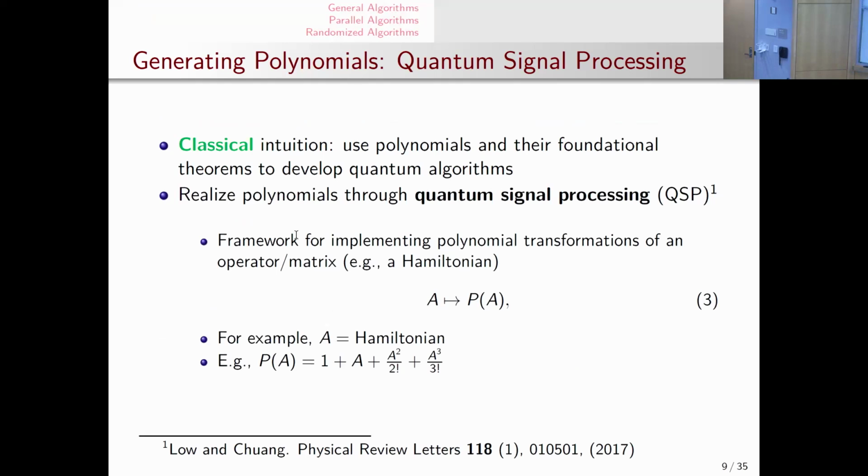And this I will denote by QSP. So it's this abbreviation up top. And in short, QSP is a framework for designing polynomial transformations of an operator. So by operator, you can think of this as like a large matrix or a Hamiltonian. And what QSP does is allows us to take this large matrix, I've denoted here by A, and map it to a polynomial transformation of that matrix. So for instance, like I have here, it could be a Hamiltonian, and we consider this polynomial here that kind of looks like an exponential function. But for a nearly arbitrary class of polynomials, we can realize these transformations. So I will discuss a bit on how quantum signal processing is achieved, and then in the remainder of the talk, I'll discuss how we can use this to design quantum algorithms for the general case, as well as for the parallel cases and the randomized algorithms.